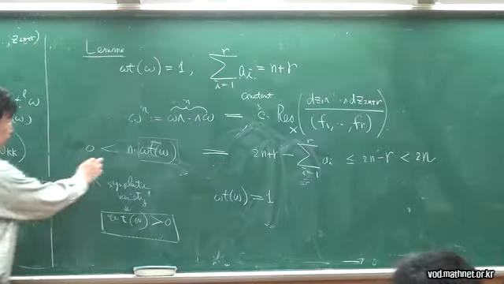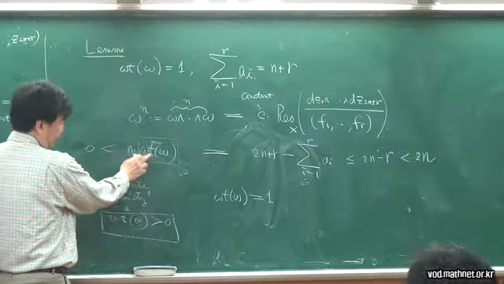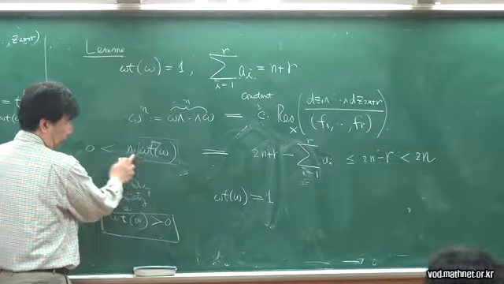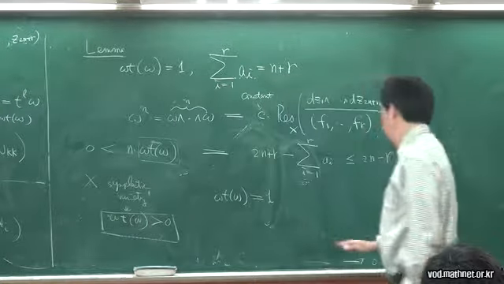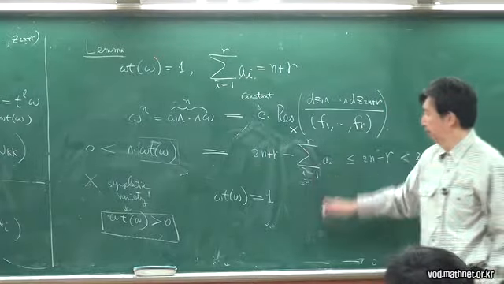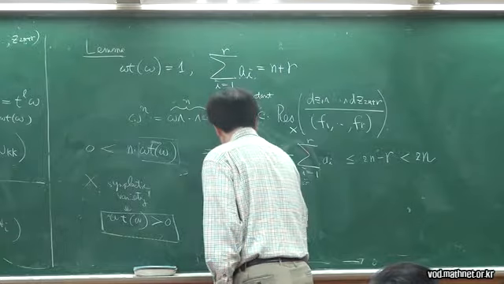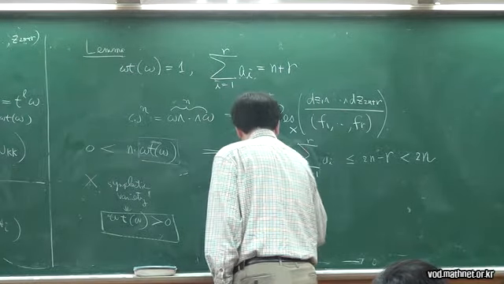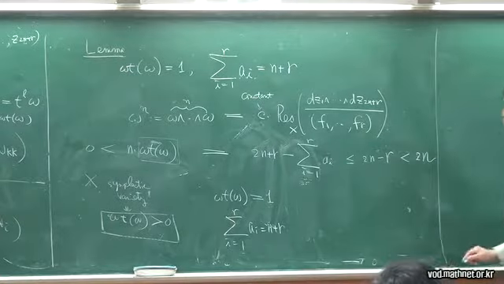And if this is 1, then this is n, so this is n plus r. This is the proof.